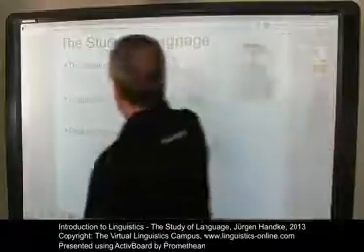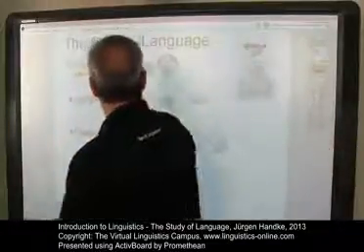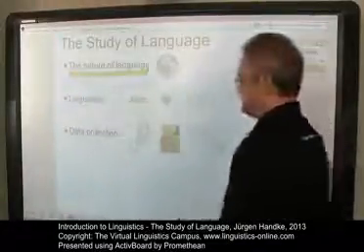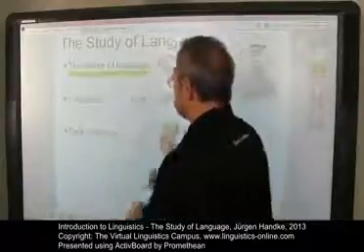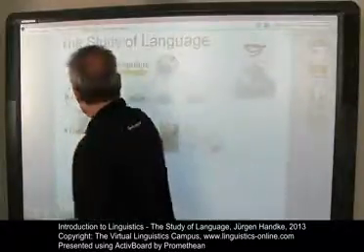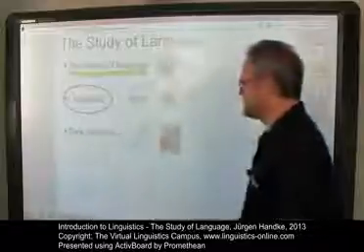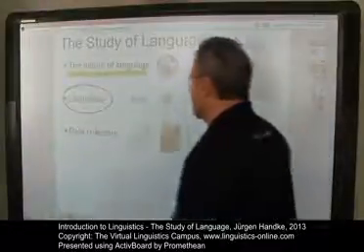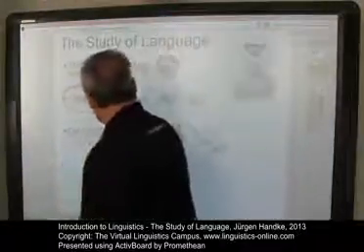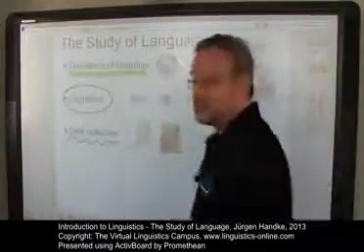For example, what is the exact nature of language? Another question, what are the central branches of linguistics? And furthermore, how do linguists collect data in order to support their research?